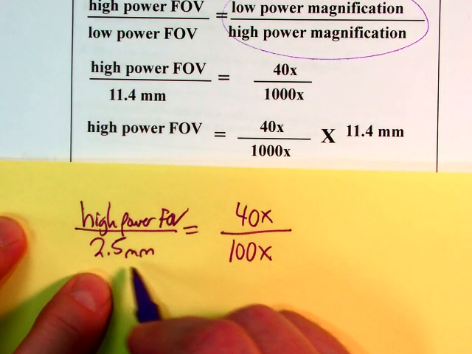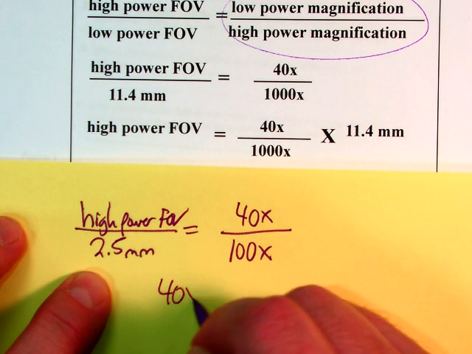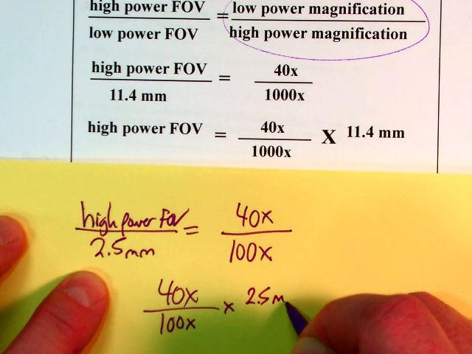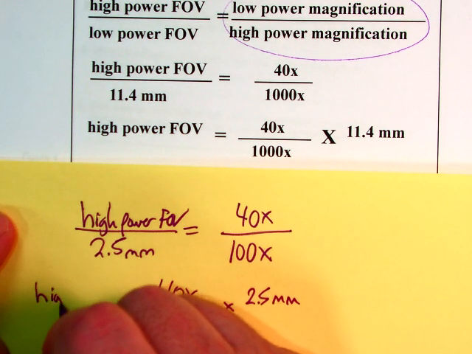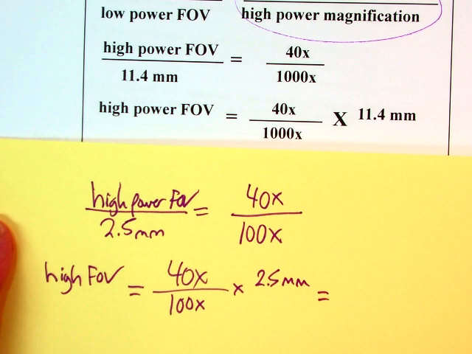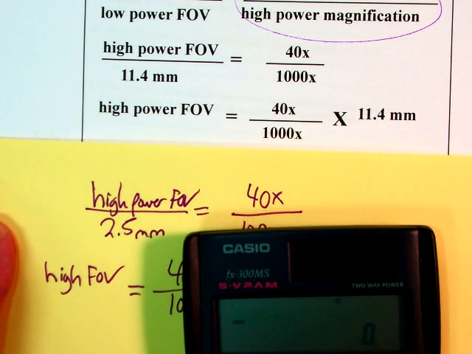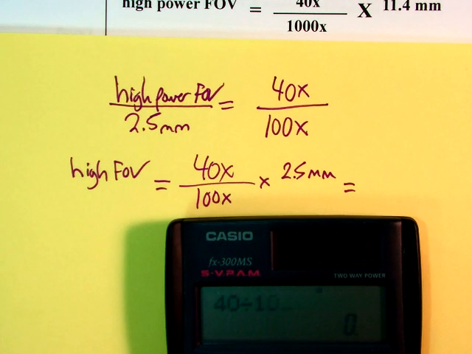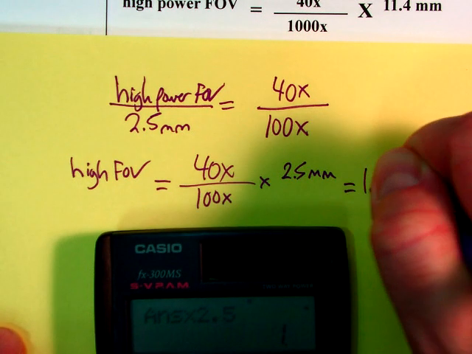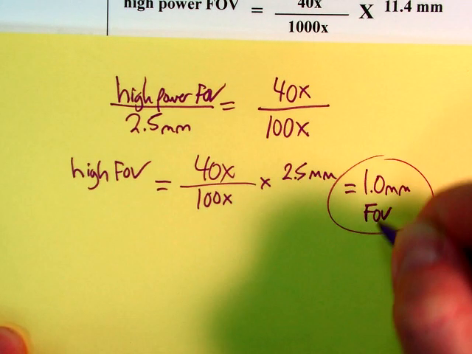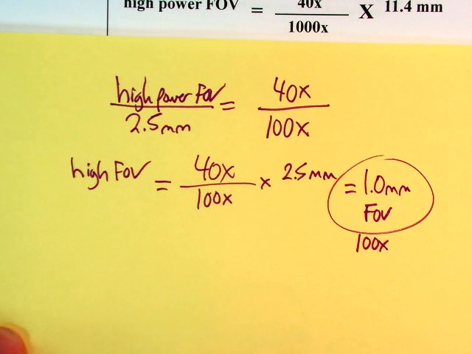And all we have to do is cross multiply to get the 2.5 on this side. So 40x divided by 100x times 2.5 millimeters equals the high power field of view. Take our handy dandy calculator: 40 divided by 100 times 2.5, and we get 1. So 1.0 millimeters is the field of view under 100x, or the high power.